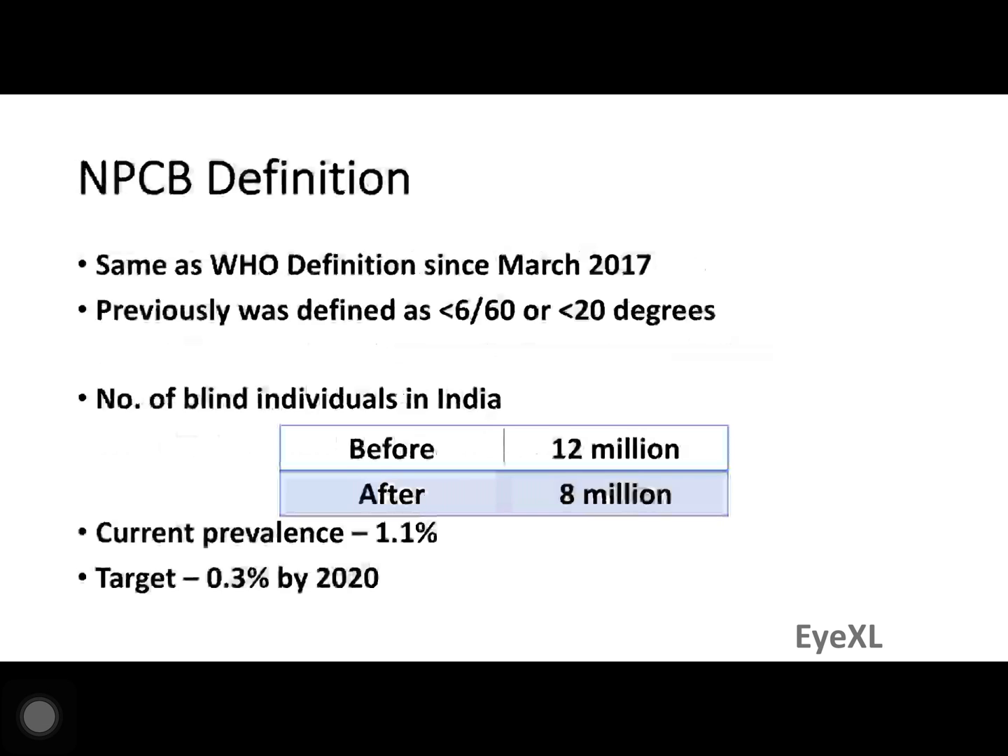So before, when we were using the old definition, the number of blind individuals in India, which means the number of individuals with vision less than 3 by 60, was 12 million. Immediately on changing the definition, the number obviously dropped to 8 million because now people who have vision between 6 by 60 and 3 by 60 are excluded from the definition. So obviously there is a drop in the number of individuals, and naturally the prevalence of the disease also decreased. So the current prevalence is said to be 1.1% and the target is 0.3% by the year 2020.